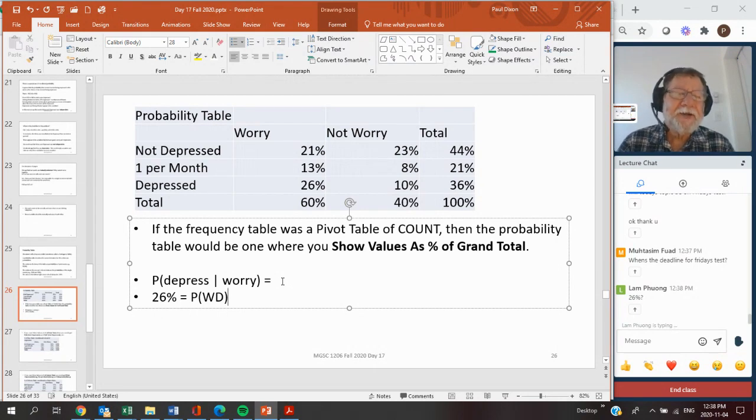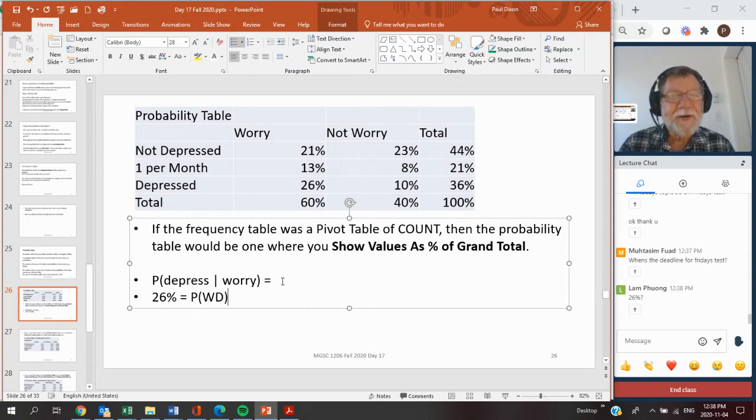Okay. Imagine my table that I've got there, and they aren't percentages. Okay? They're just numbers. I have 100 students. 60 of them worry, 40 of them don't worry. 36 are depressed, 44 not depressed, 21 are depressed once a month on average. 26 of the people out of this 100 are depressed and worry a lot, and so on. So just treat these as being frequencies.